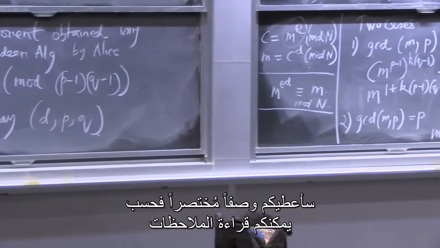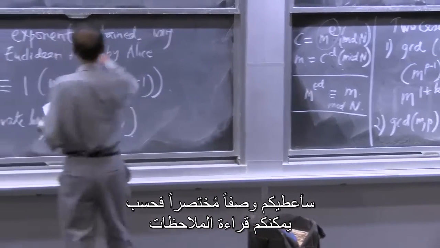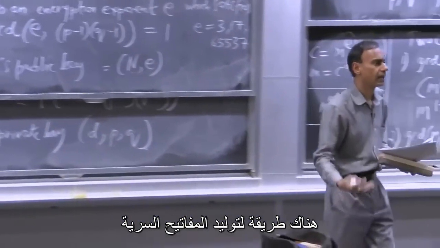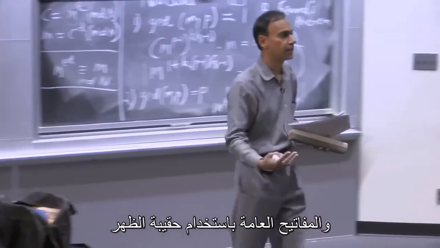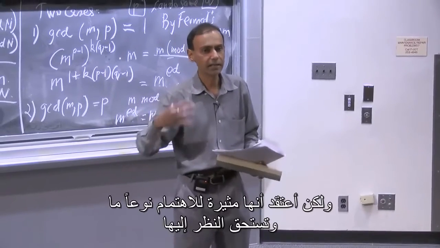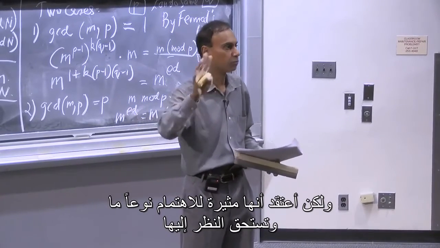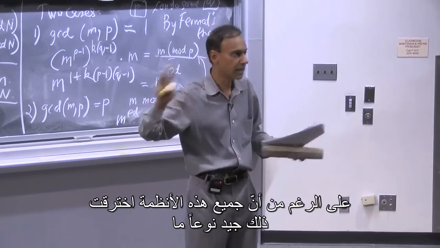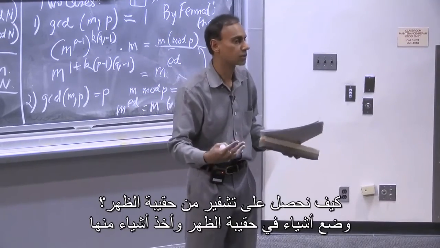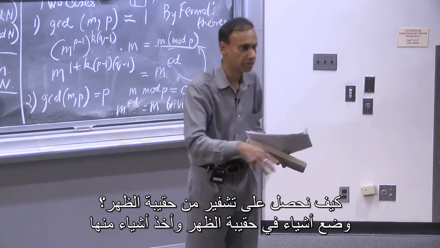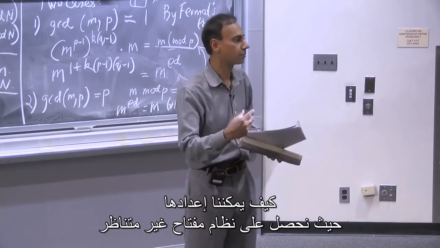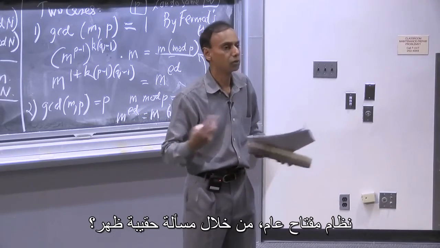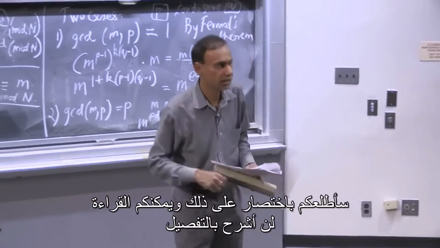I'll just give you a sense. You can read the notes. There's a way of generating secret keys and public keys using knapsack that I think is kind of interesting, that is worth looking at, even though all of these systems are broken. It's just kind of cool. You know, how would you get encryption out of a knapsack, right? I mean, you're putting things into a knapsack and taking things out. How can you set it up so you get an asymmetric key system, a public key system, through a knapsack problem? So I'll just give you a sense of that, and you can read.